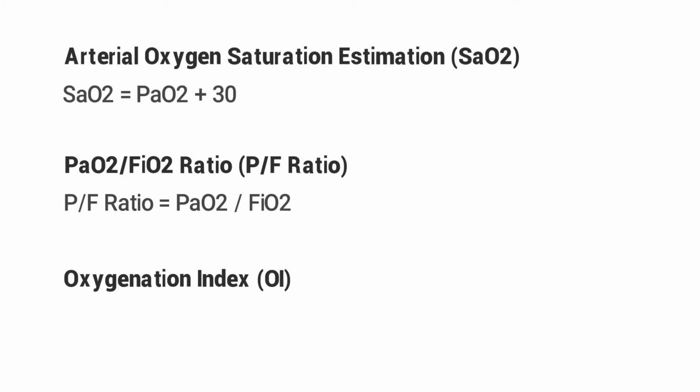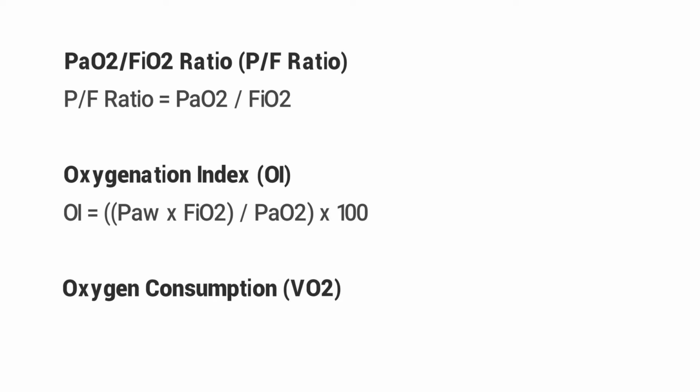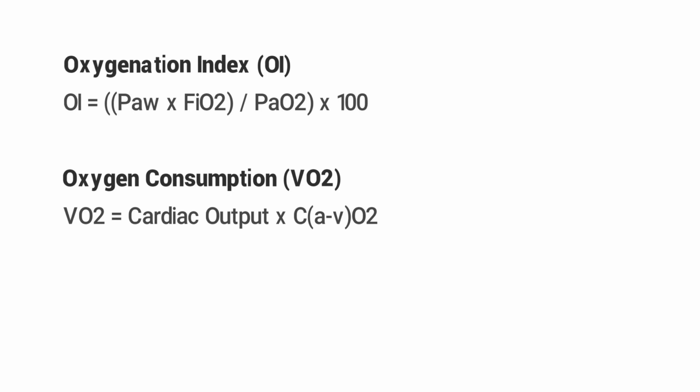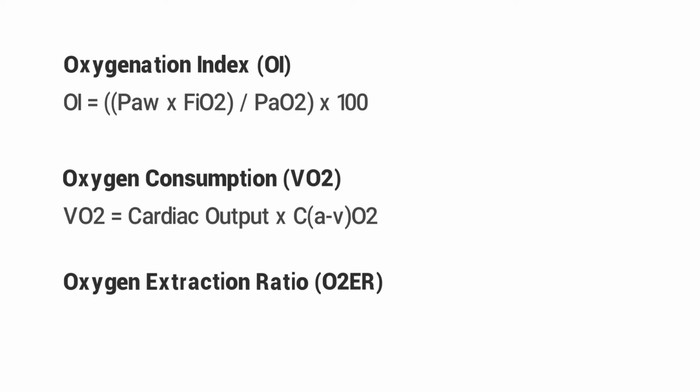Next is the oxygenation index. This one's equal to the mean airway pressure times the FiO2 divided by the PaO2, and you take that number and multiply it by 100. Oxygen consumption, or VO2. This one's equal to the cardiac output times the arterial mixed venous oxygen content difference. Oxygen extraction ratio. This one's equal to the arterial oxygen content minus the mixed venous oxygen content divided by the arterial oxygen content.